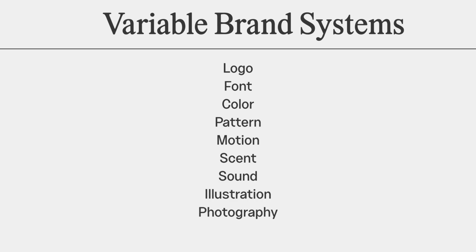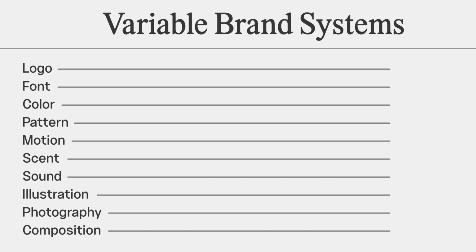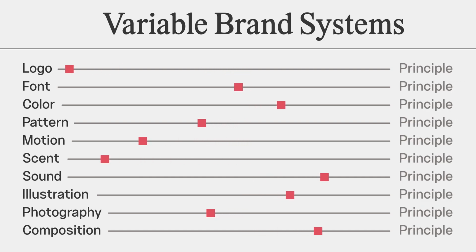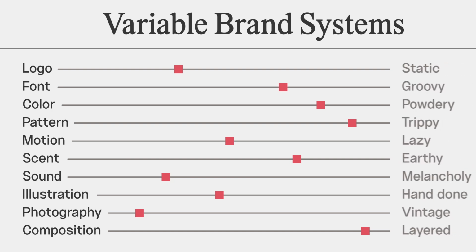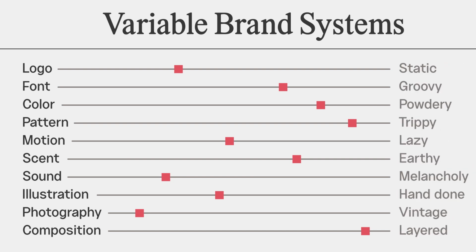Variable brand systems take everything we learned up until this point about the kitchen sink, about your logos, fonts, colors, patterns, motion, scent, sound, illustration, photography, all of that, composition, that was important. And now take all that menu, put it on a sliding scale, and give it a guiding principle. Let me say that one more time. Take the kitchen sink, put it on a sliding scale, and give it a guiding principle. Let me explain.